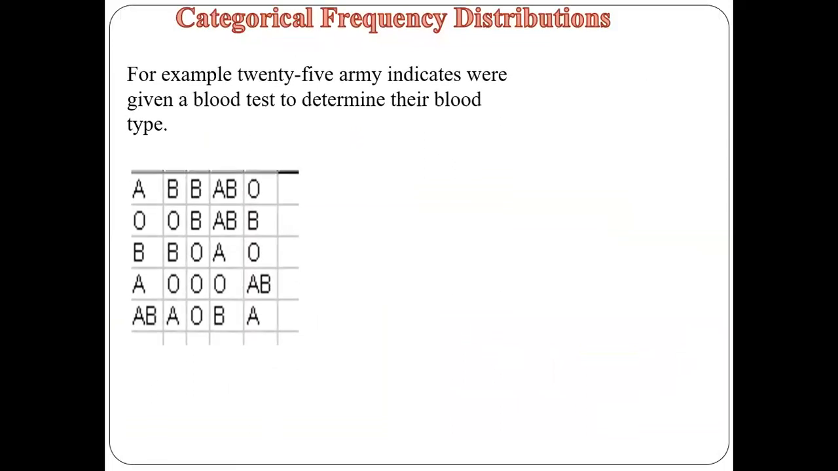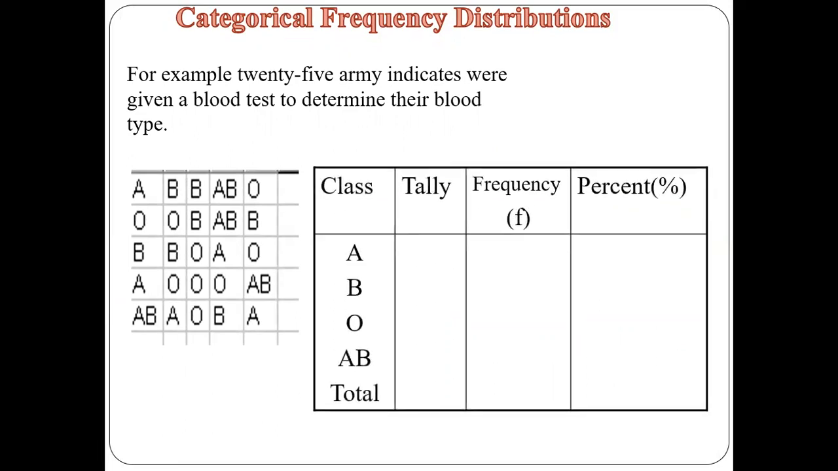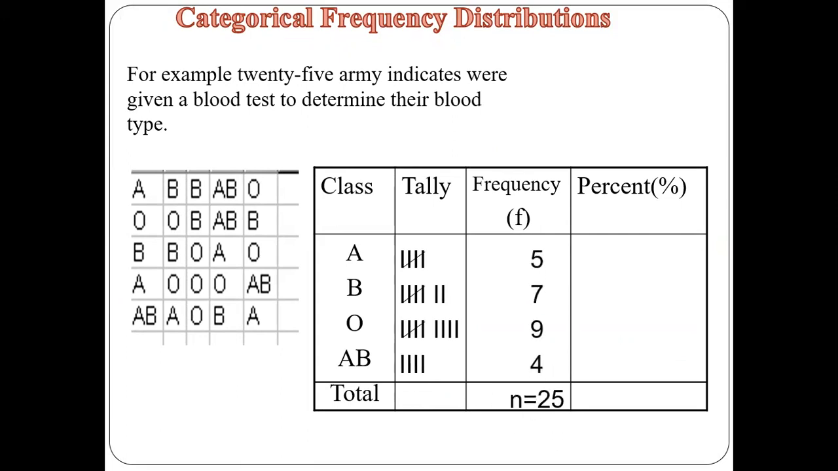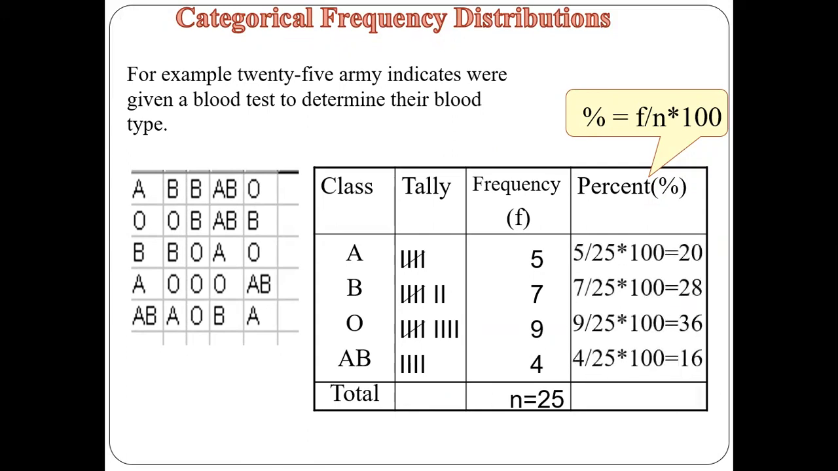Example-wise, if we are dealing with the blood groups of persons, this is how it can be classified. First of all, identify the various blood groups. Next, we determine their tallies, then the frequencies. Then we can calculate the percentage frequency, which is frequency over n multiplied by 100, where n is the total frequency.